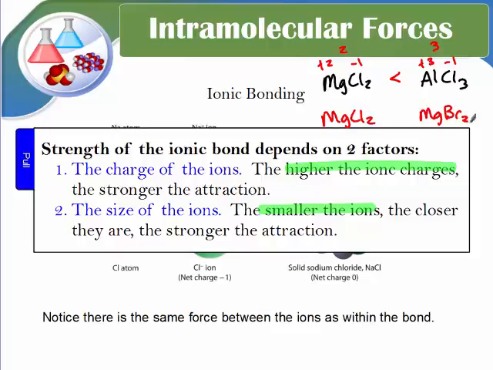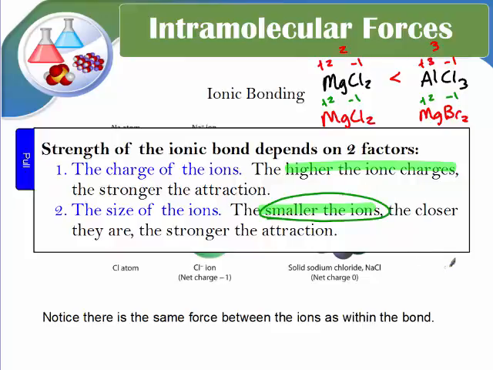If we are comparing magnesium chloride versus magnesium bromide, they both have magnesium, so really we're just looking at the chlorine and bromine. Magnesium was a +2 and a -1, a +2 and a -1. Notice the charges are the same. If the charges are the same, you look at size. So charge comes first and then size. Because magnesiums are the same, we look at chlorine and bromine. We want the smaller ion.